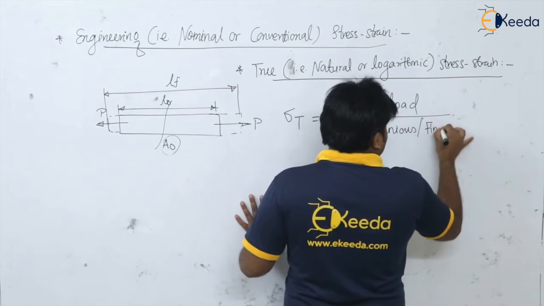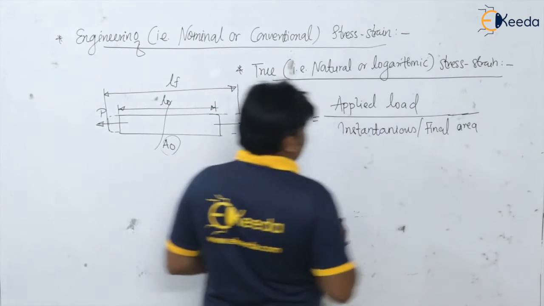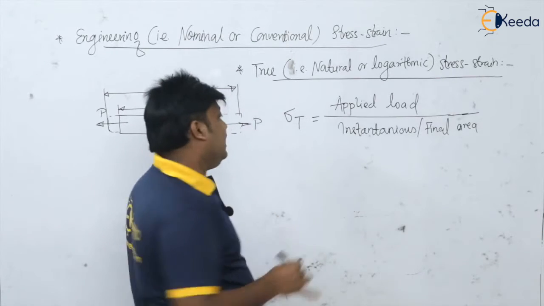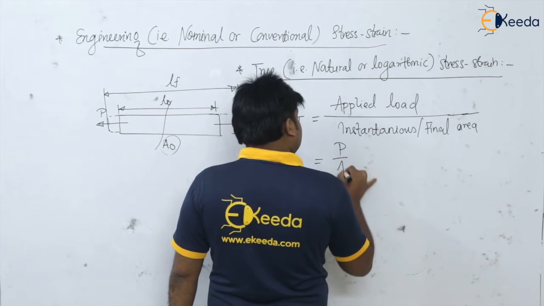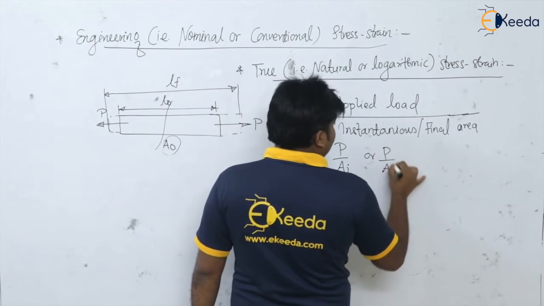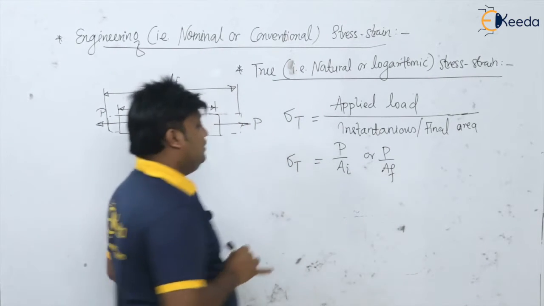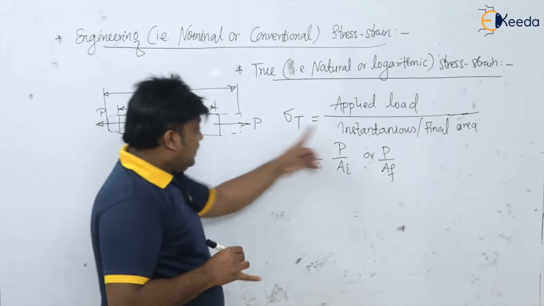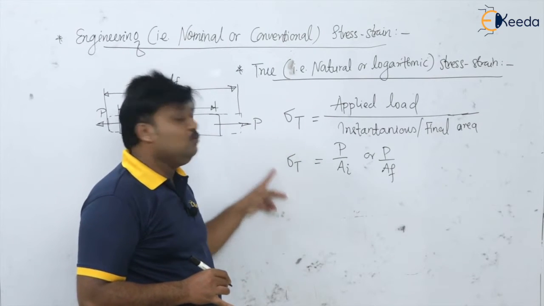and final, wherever you are measuring, that instantaneous area is taken for the calculation. So P divided by A, or P divided by AF, I will write this instantaneous area like this. Okay, so this is the true stress. This is the true stress.